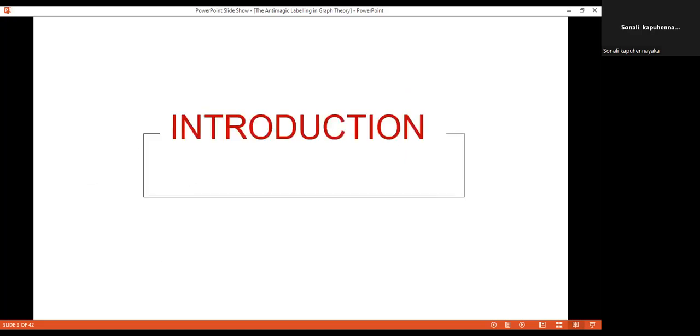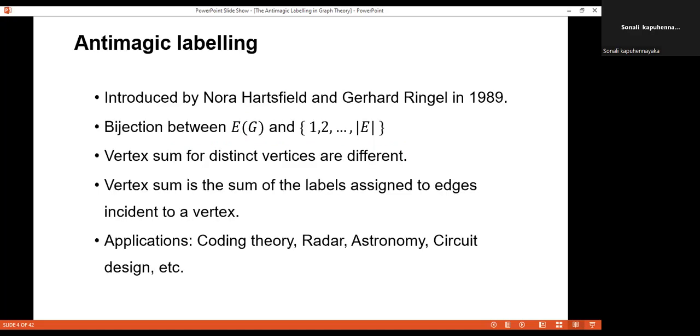So first, we'll go through the introduction. And if we look at the anti-magic labeling, it was introduced by Hartsfield and Ringel in 1989. Actually, the anti-magic labeling of a graph G with M edges and N vertices is a bijection from the set of edges to the set of integers 1 to M, such that all the N vertex summations are pairwise distinct.